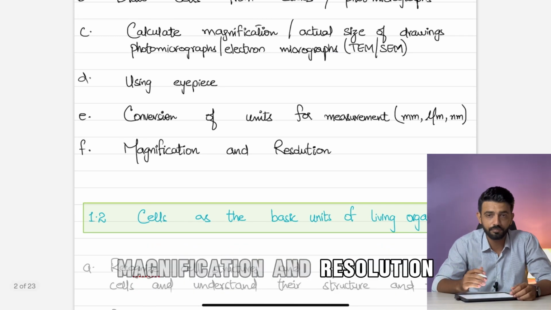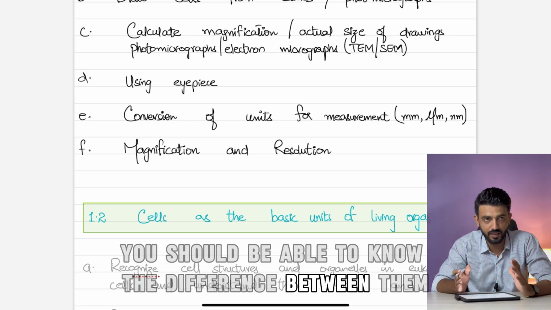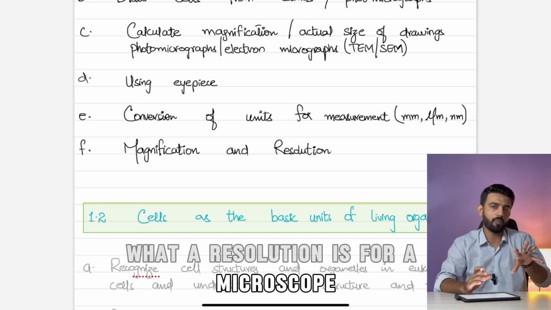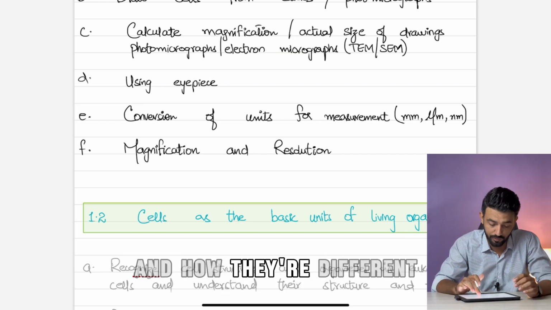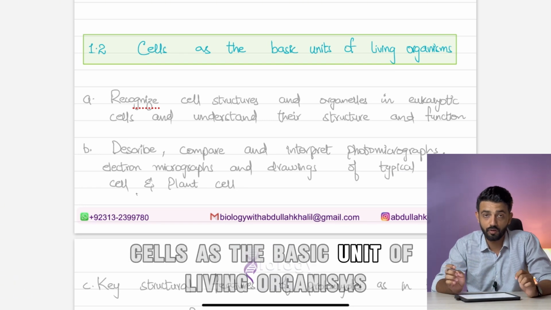Magnification and resolution, two of the very important concepts of microscopy. You should be able to know the difference between them. You should be able to explain what resolution is for a microscope and what magnification is and how they're different. In the next part, cells as the basic unit of living organisms.